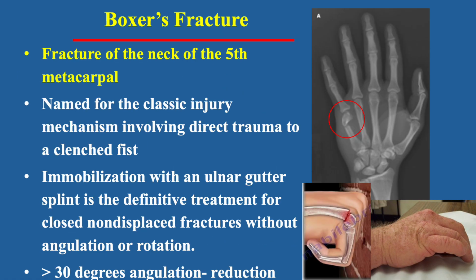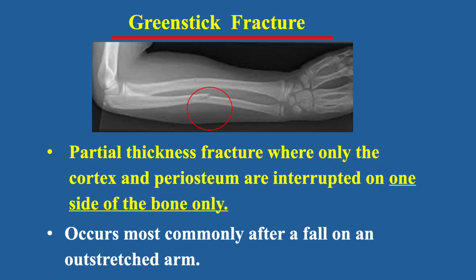A boxer's fracture is a fracture of the fifth metacarpal neck, named for the classic injury mechanism involving direct trauma to a clenched fist. Immobilization with an ulnar gutter splint is the definitive treatment for closed, non-displaced fractures without angulation or rotation. If there is greater than 30 degrees angulation, reduction is accomplished.